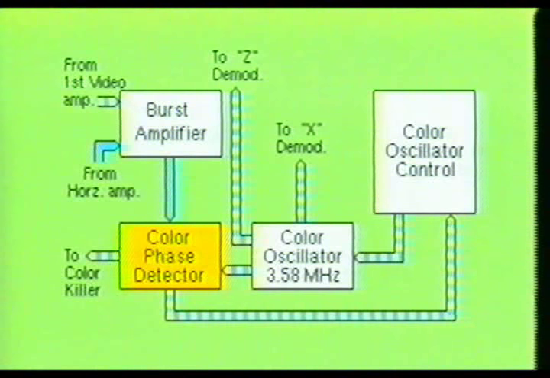This causes the oscillator stage to synchronize with the color burst signal. The chroma phase detector stage also generates a signal which disables the color killer stage. As long as this signal is being applied to the color killer stage, it remains disabled and the chroma bandpass amplifier remains activated.